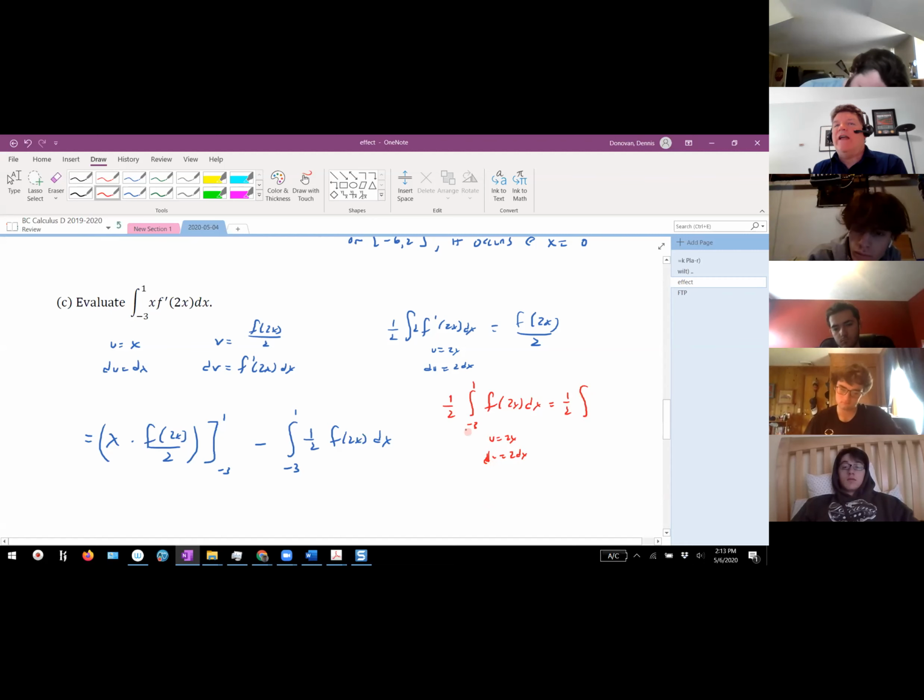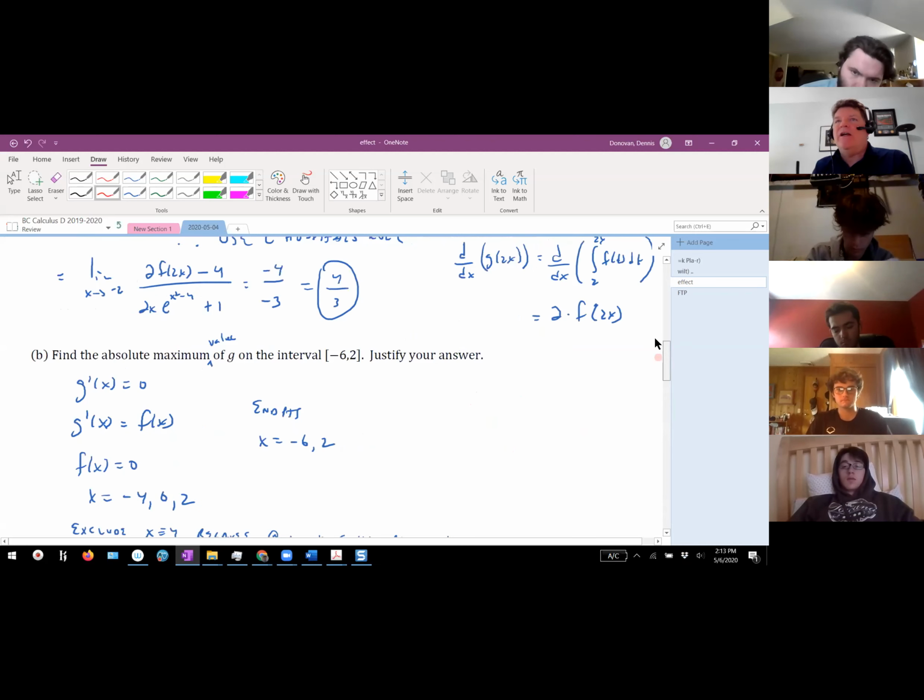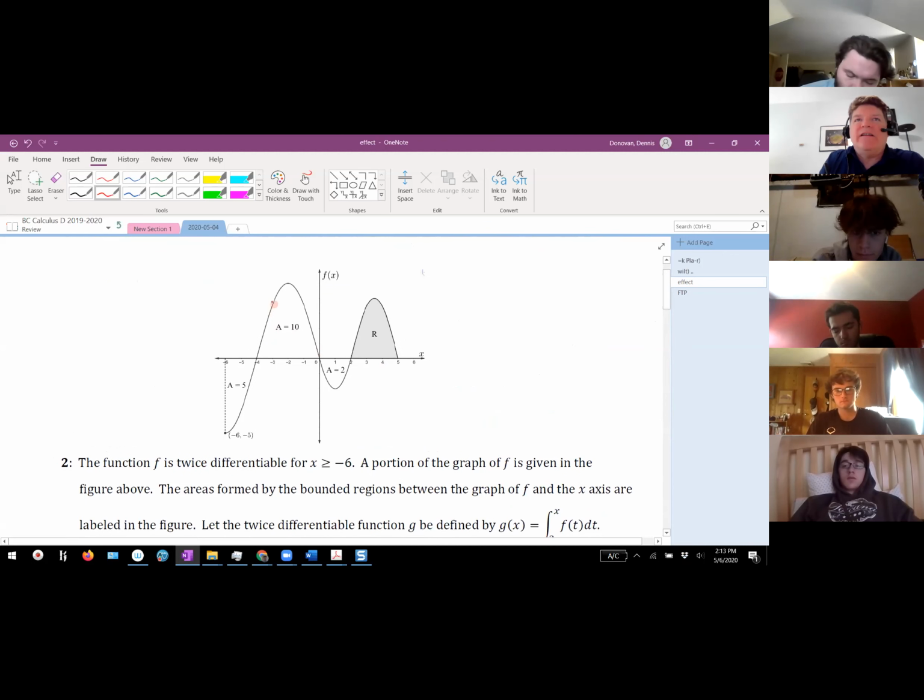So if x is -3, what's u? -6. And if x is 1, what's u? 2. So my new endpoints are -6 to 2, which makes me happy because I don't think I like endpoints from -3 to 1, do you? That's a little problematic on the graph that we're looking at, isn't it, to find that integral. -6 to 2, however, looks like we might be able to do something with that.